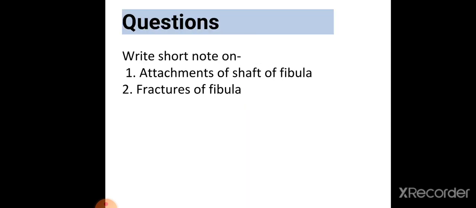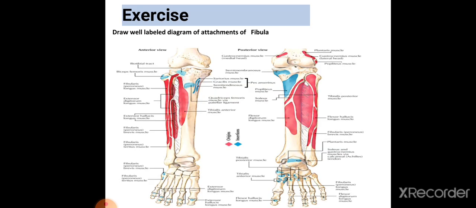Now the questions which can be asked in your exam related to this topic. Write a short note on attachments of the shaft of fibula. For this you can use the schematic diagrams for the attachments of the shaft of fibula. And next is the fractures of the fibula. So you can discuss the fractures which we have read right now.